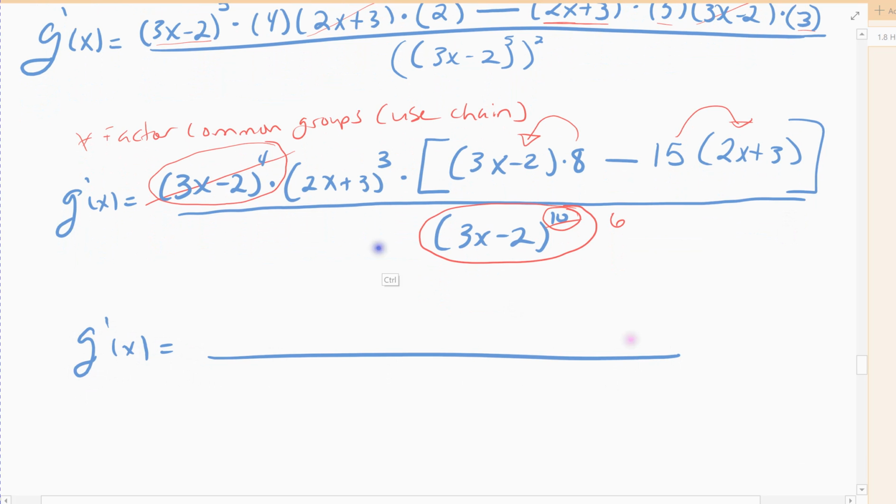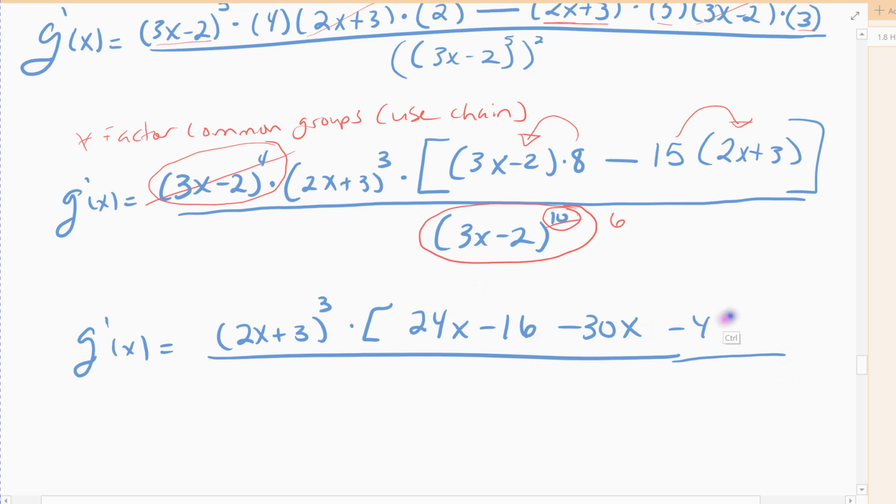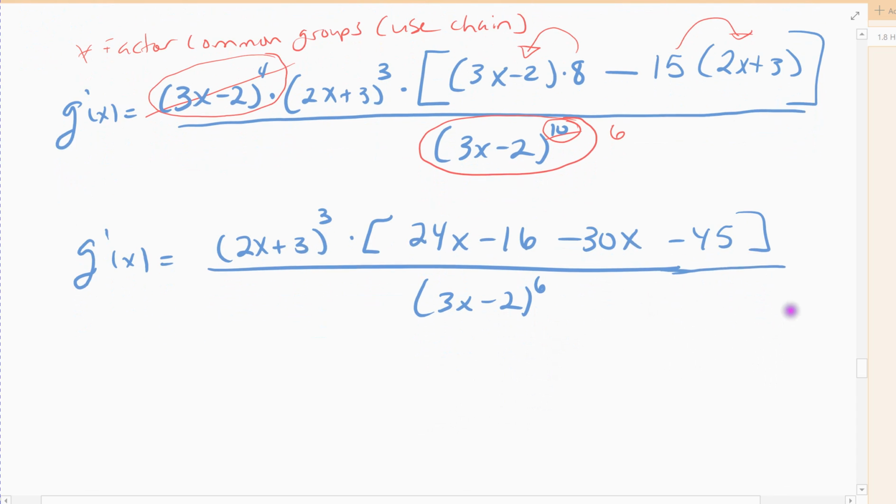All right, so in my next term, what's left in my next term? Well, up top, I only have the group 2x plus 3 cubed. Inside the brackets, I'm going to leave it brackets because I'm going to have to collect like terms. When I distribute my 8, I'm going to get 24x minus 16, and here I'm going to get negative 30x minus 45, all over 3x minus 2 to the 6th power.